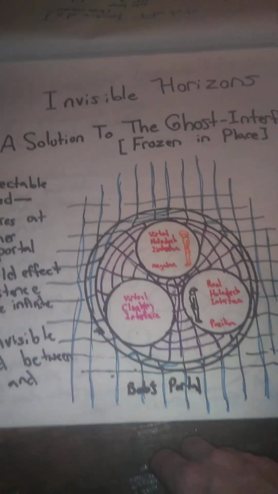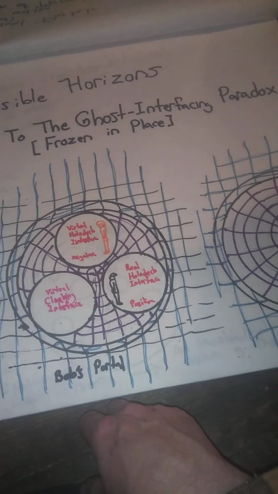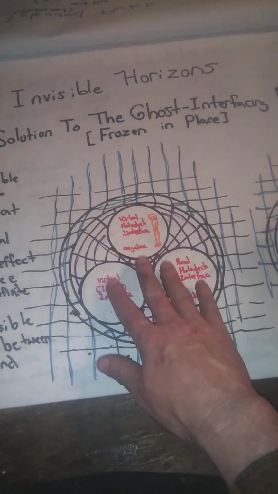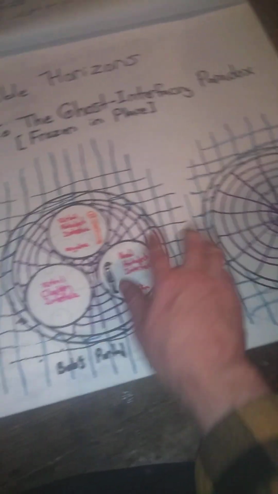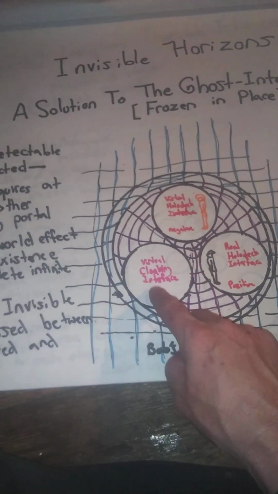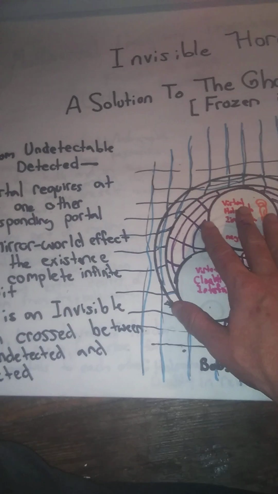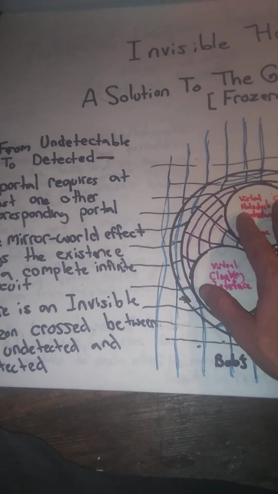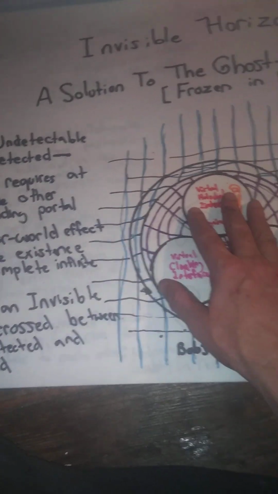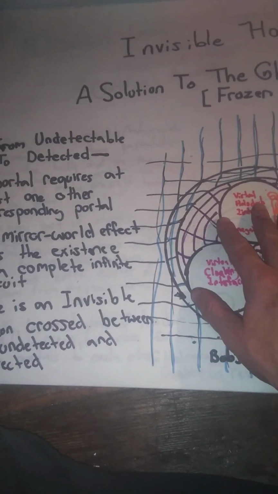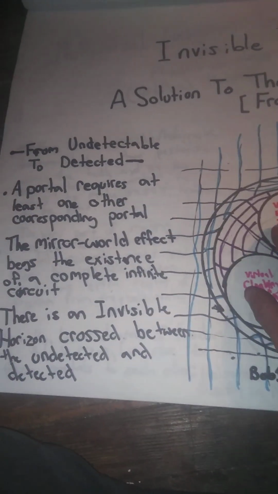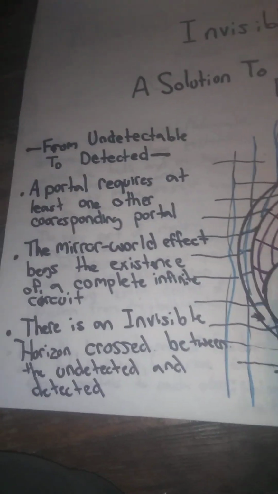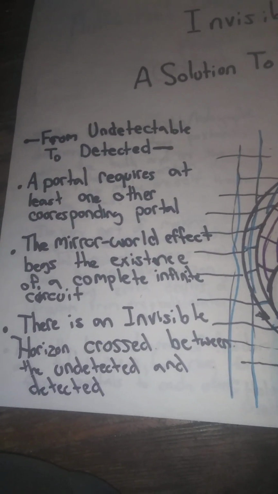Invisible horizons, a solution to the ghost interfacing paradox, frozen in place. This is one portal, this is the other. Bob's portal, Alice's portal. These mirror worlds are frozen in place. They're undetected when they're completely outside of reality. They can't move, therefore they can't intersect each other. They can't interface to each other like ghosts. So that doesn't even come up.